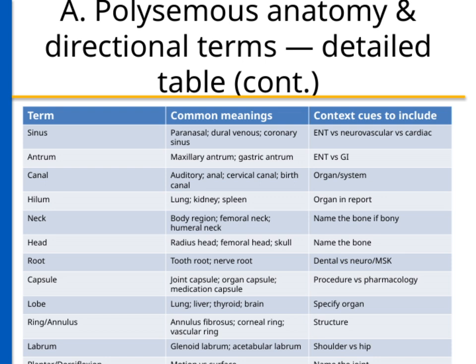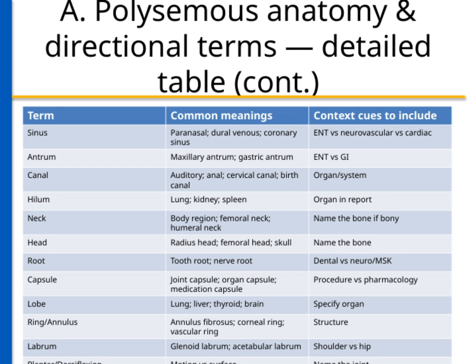The term neck can indicate a body region, like the neck of the femur or humerus, or just describe a part of a bone. If it's bony, naming the specific bone provides clarity. Head similarly can refer to the head of the radius, femur, or the skull. Specifically naming the bone keeps things precise. Root is used for structures like the tooth root or nerve root, distinguishing between dental and neuro or musculoskeletal contexts.